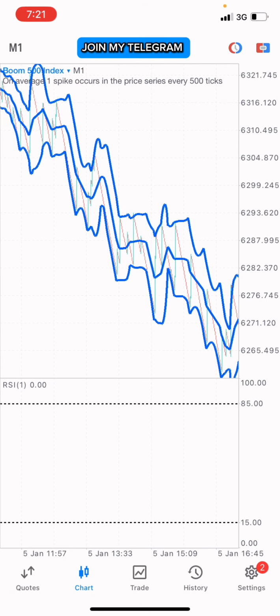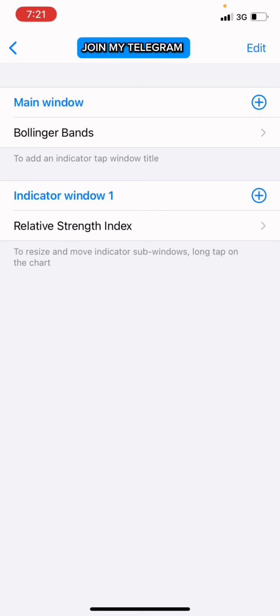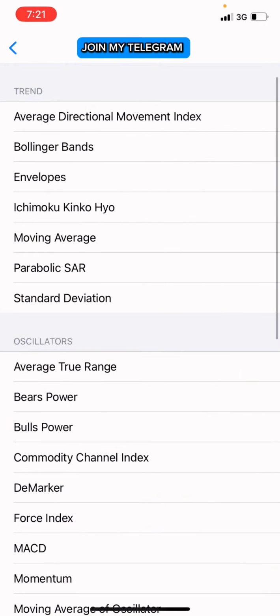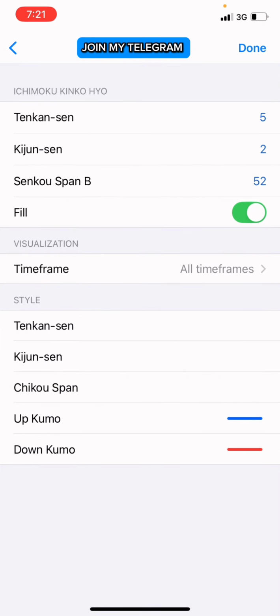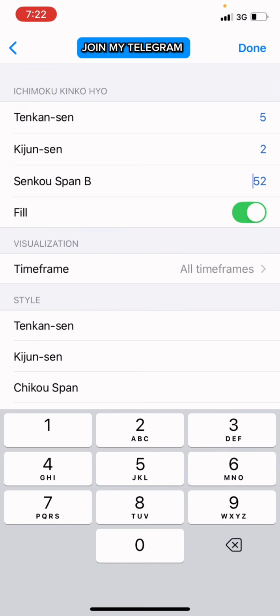Okay, those two levels. All right, so the third indicator we are going to be using on indicator window 1 is going to be the Ichimoku Kinko Hyo. I hope I pronounced that correctly. Now we're going to look for the Ichimoku Kinko Hyo and put it here. The Tenkan-sen is going to be 5, the Kijun is going to be 2, and the Senkou Span B is going to be 21. We put that on 21 at this point. Then the fill, we're going to remove it from tick. We're going to remove it right here.